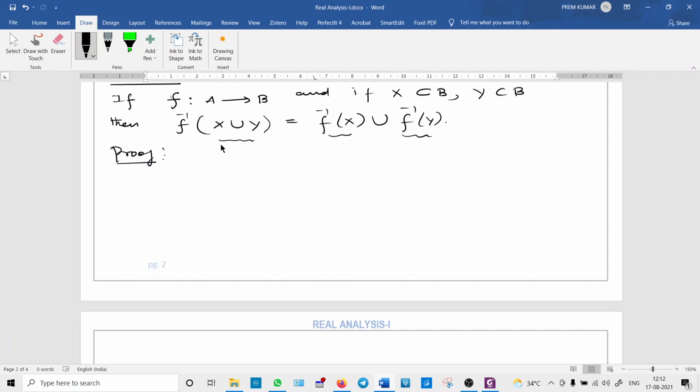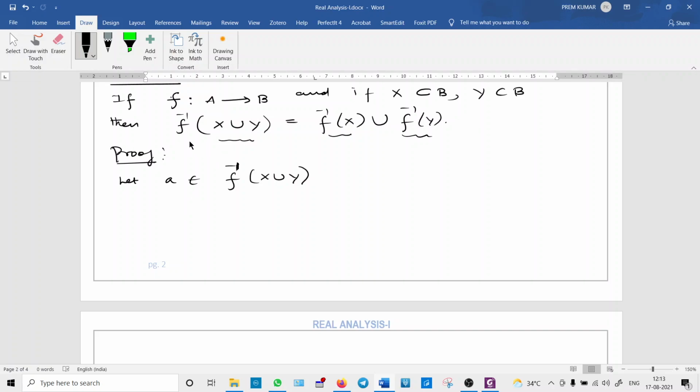Now, first we will prove that this one, the left hand side, is a subset of the right hand side. So let us take one element from the left hand side set. So let a belong to this one, f inverse of X union Y. Before this, the student must have good knowledge of what is inverse function, what is inverse image, what is pre-image, everything. The definitions they need to be thorough. They should be knowing the definitions before reading this theorem.